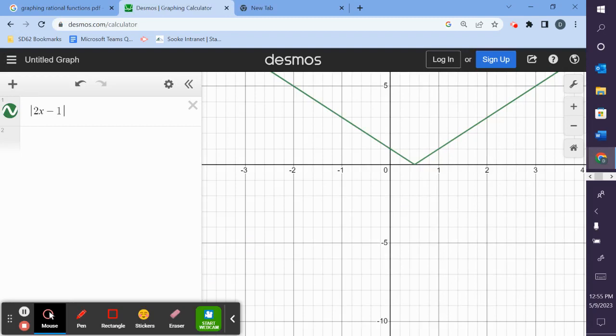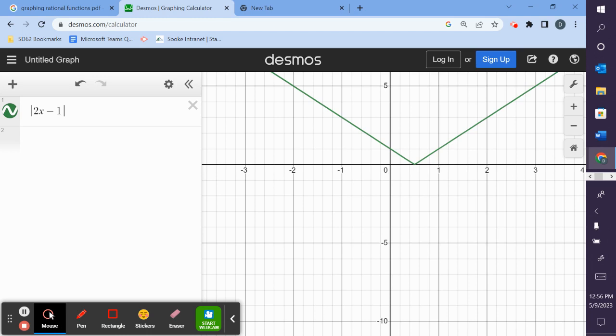Okay? So, what's the equation of this part of the line? 2x minus 1. It's 2x minus 1, right? Because that's a positive slope. And if you extended it down, it would have a y-intercept of negative 1. What's the equation of this part of the line? Negative 2x plus 1. So, this part of the line is 2x minus 1.